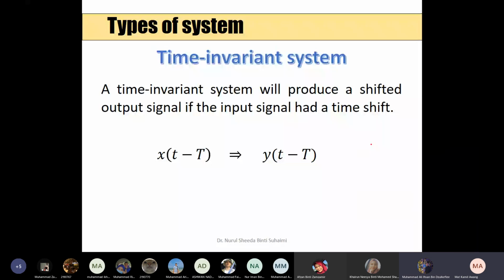So I am a time variant system, not a time invariant system. For time invariant, if you delay the input by 10 minutes, the result is also delayed by 10 minutes. So, example.